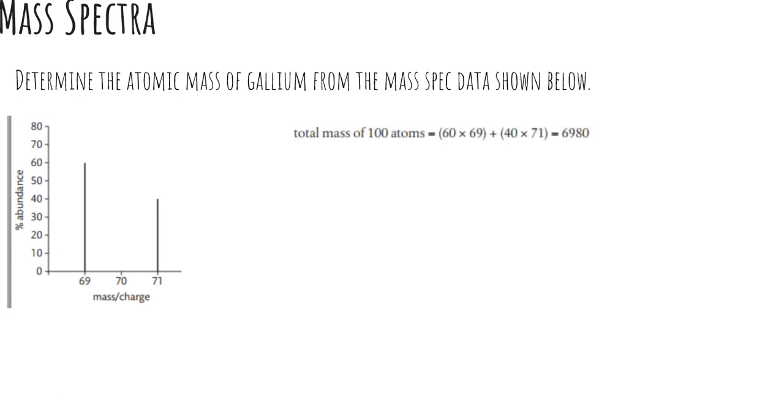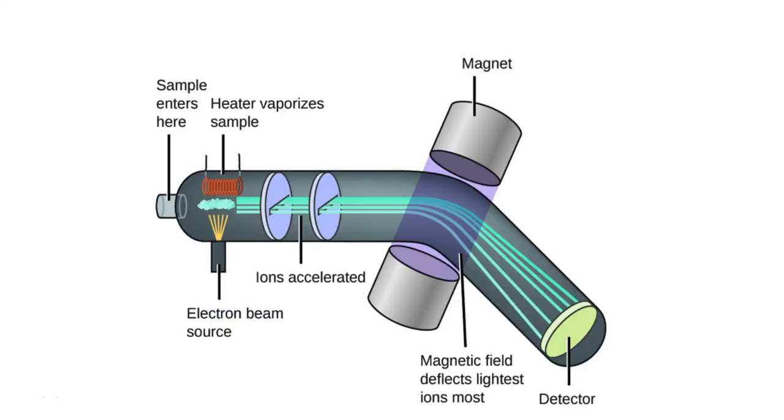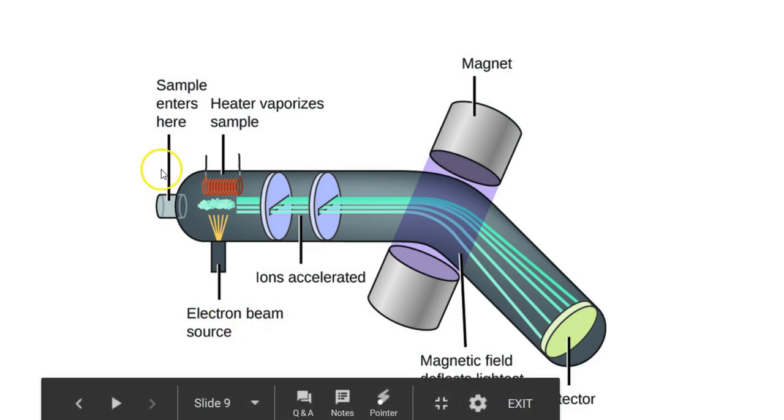So we're going to assume we have 100 atoms, and if we do that, then 60% of 100 is 60, and 40% of 100 is 40. And we're just going to multiply that by the masses. And we get 6,980. And then we're going to divide by the number of atoms, so we get that the atomic mass of gallium should be 69.8.